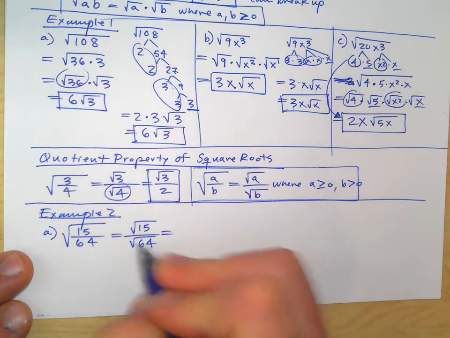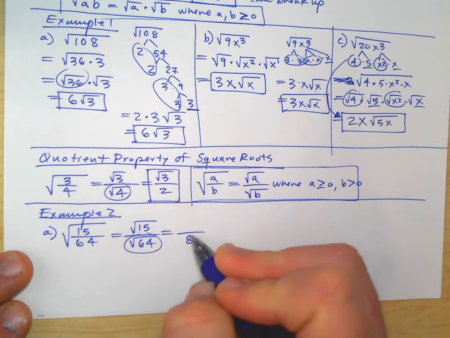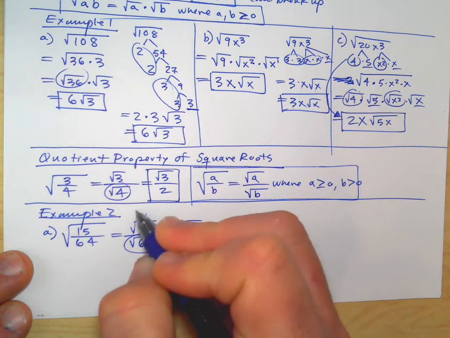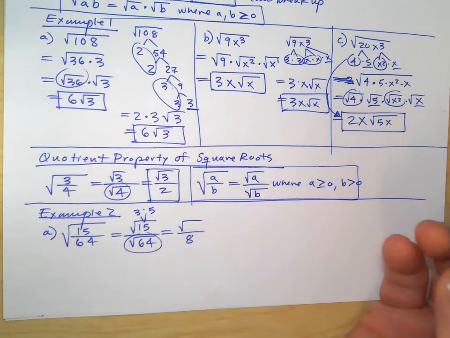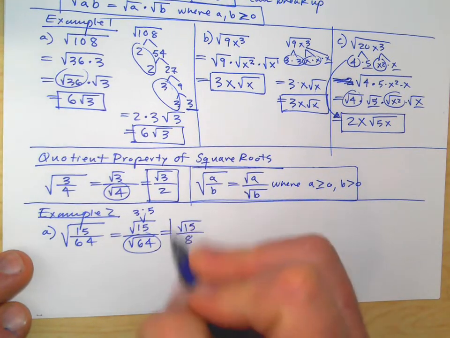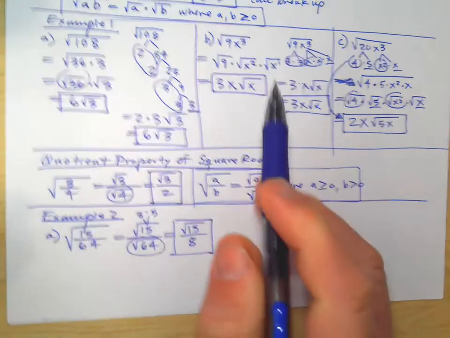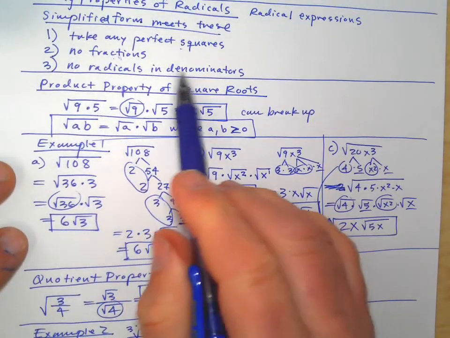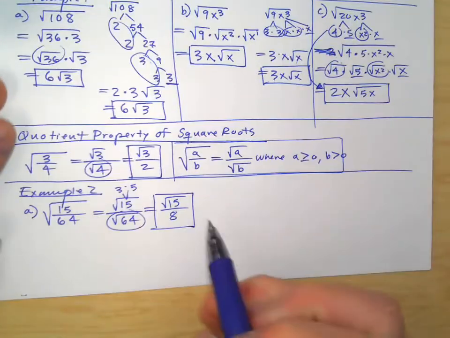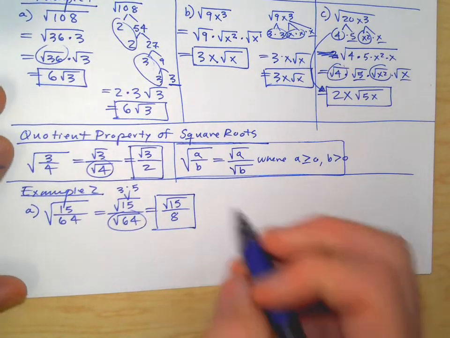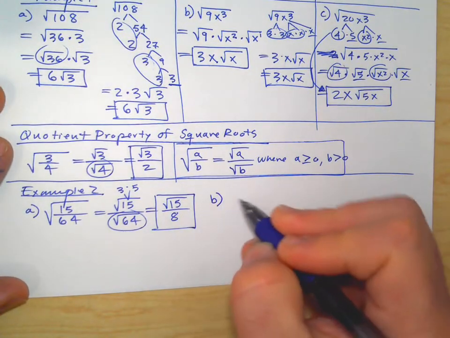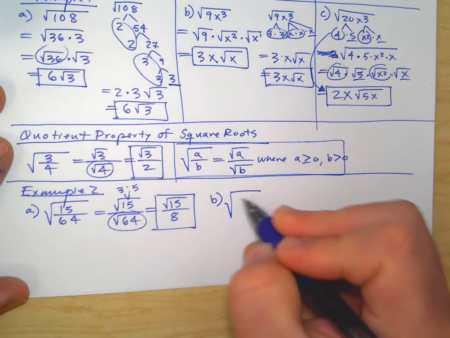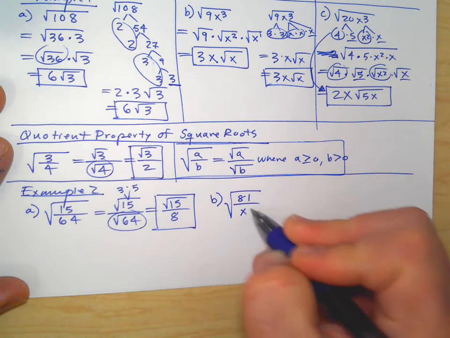And then square root of 64 is 8. Square root of 15, you can do a little factor tree, 3 times 5, no pairs, so everything stays inside. One of the other rules mentioned up here is that we can't have radicals in the denominator when we're done, which this worked out pretty nice. After this example, we're going to see ones that don't work out so nice.